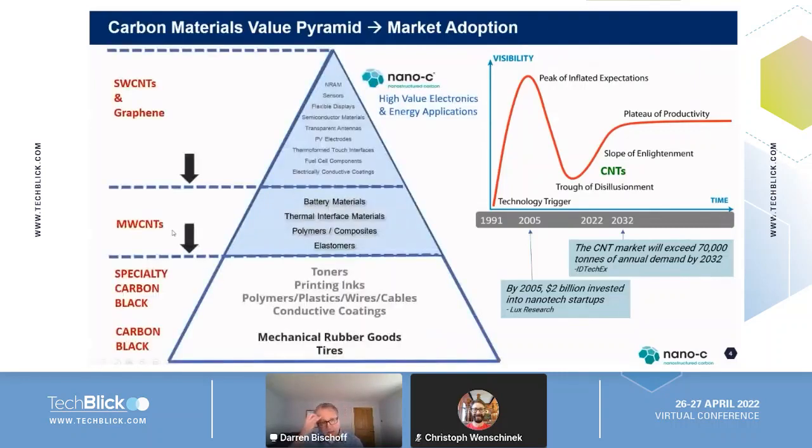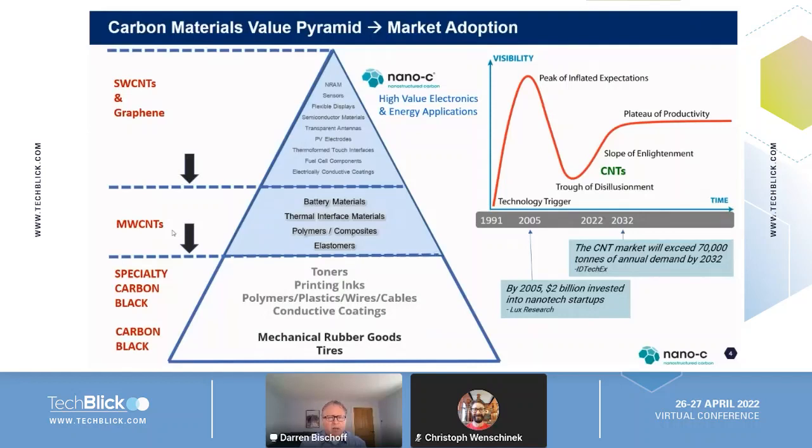I look at this basically as a carbon materials value pyramid, all the way from the bottom with high volume materials for rubber and carbon black, all the way up through multi-wall materials, and I'd argue that CNTs and graphene might be competing at some of these high value, high margin applications at the top for electronics and energy. And it's an interesting dynamic.